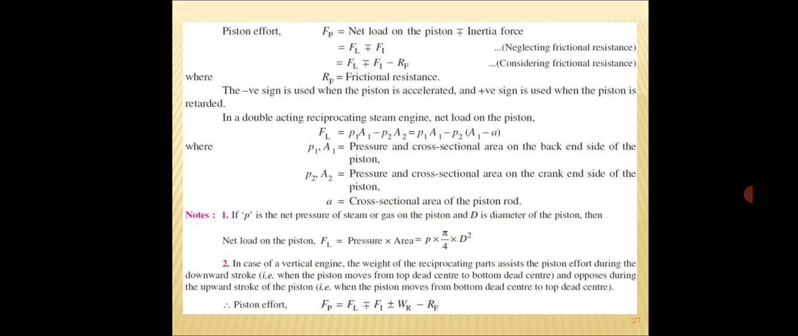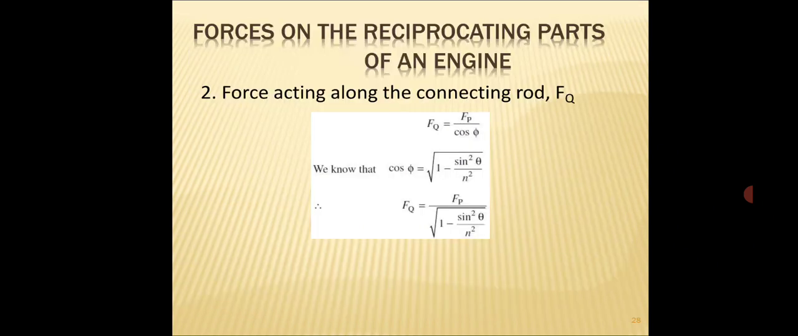In a double acting reciprocating steam engine, before this it was single acting, and now for the double acting cylinder, what will be the FL value? P1 A1 minus P2 A2, equal to P1 A1 minus P2 (A1 minus A). P1 and A1 are the pressure and the cross sectional area on the back end side of the piston. P2 and A2 are the pressure and the cross sectional area on the crank end side of the piston. A is the cross sectional area of the piston's rod. So here also the conditions have been given.